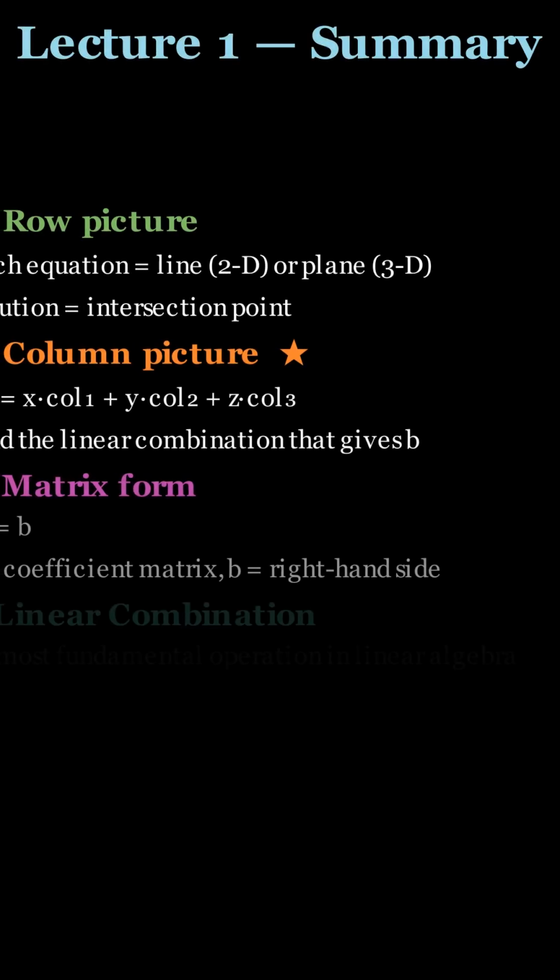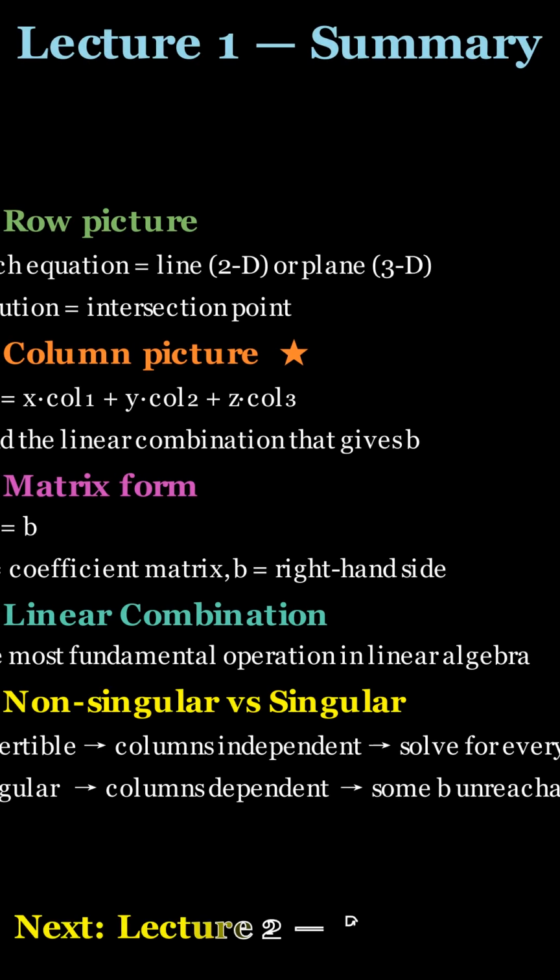Let's summarize Lecture 1, the geometry of linear equations. First, the row picture. Each equation gives a line in 2D or a plane in 3D, and the solution is their intersection. Second, the column picture. The most important view. Ax equals a linear combination of the columns of A, and we seek the combination that produces b. Third, the matrix form. Ax equals b packages everything compactly.